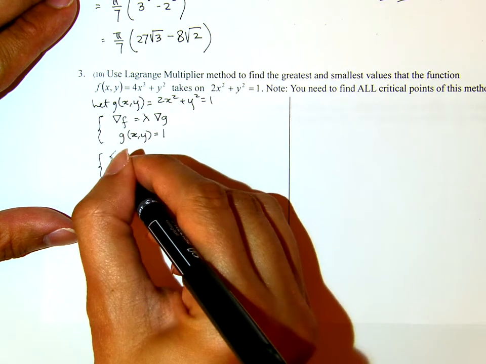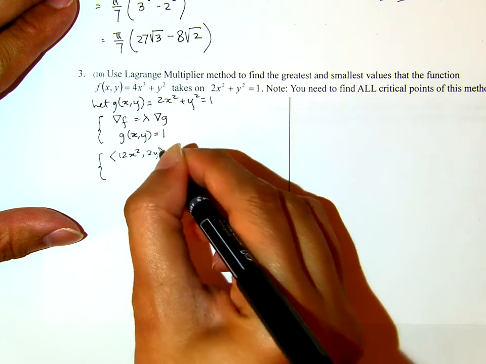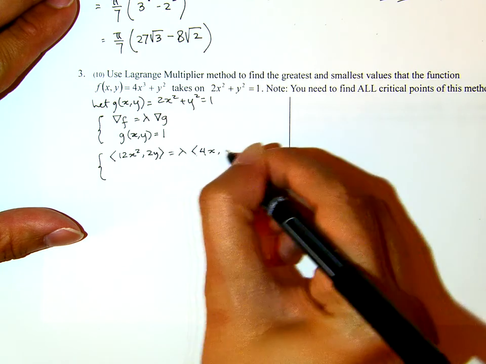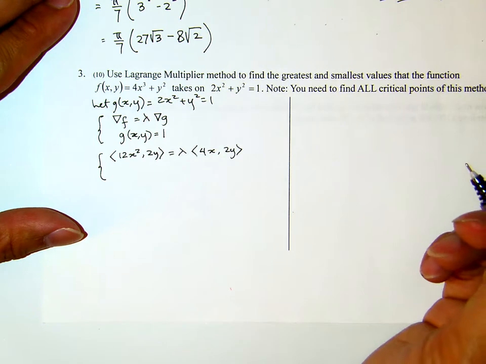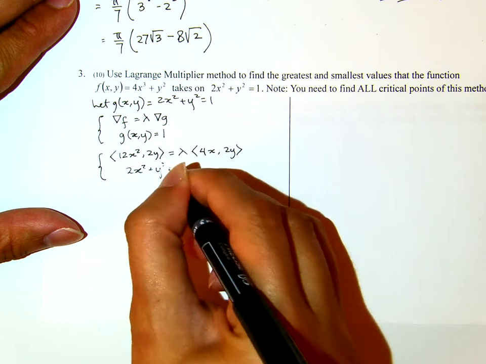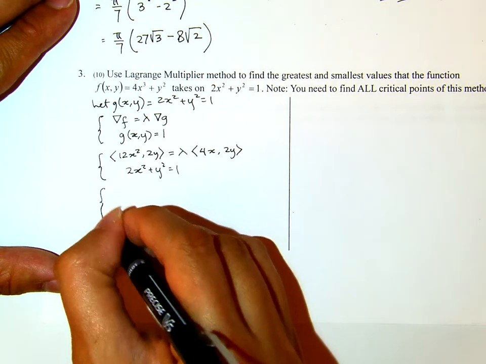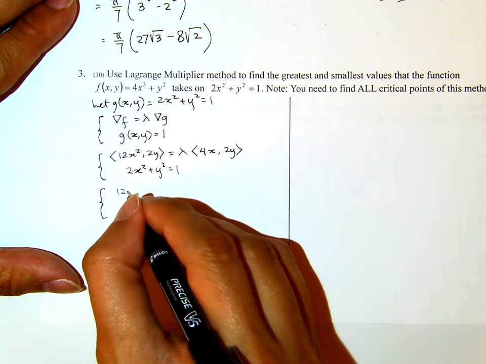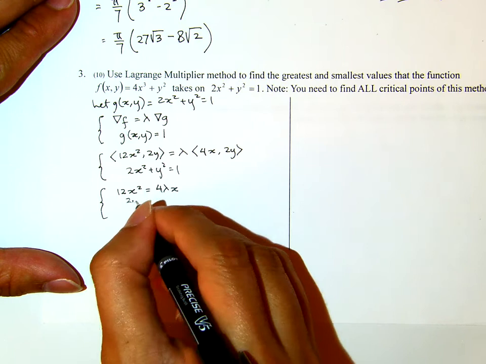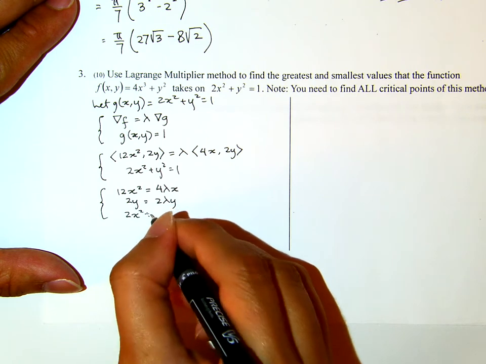If we break up even further, you will see that the gradient of function f will be (12x squared, 2y) equals lambda times the gradient of g, which is (4x, 2y), and then g(x,y) equals 1 is 2x squared plus y squared equals 1. Now if I break it up into components, you have 12x squared equals 4 lambda x, 2y equals 2 lambda y, and lastly the constraint.